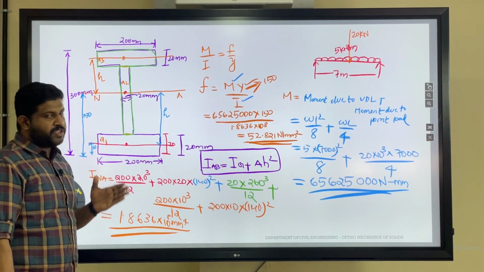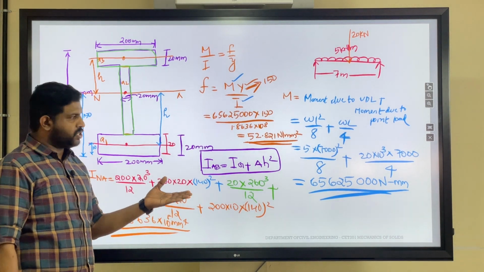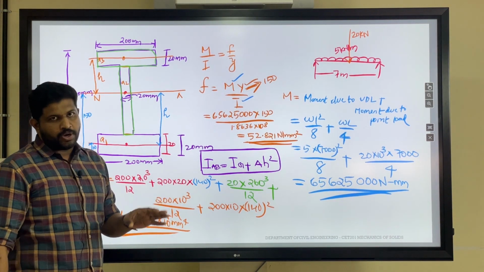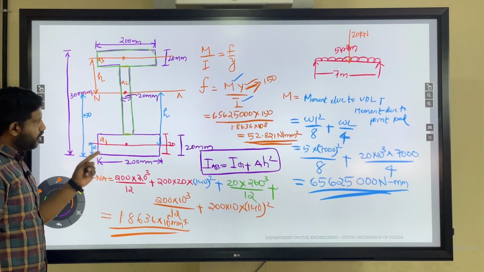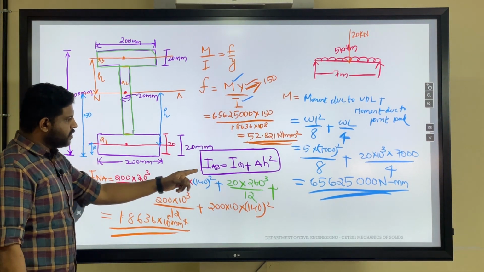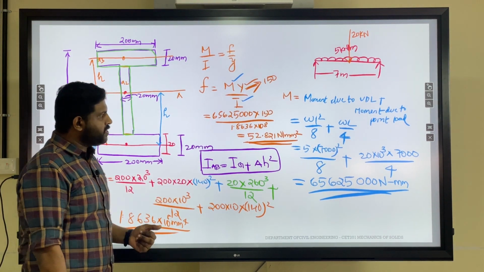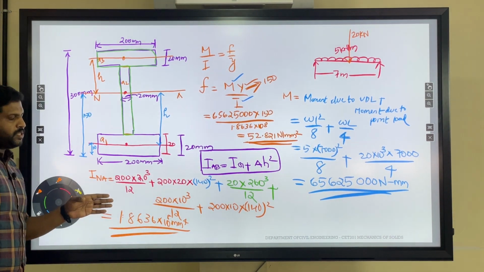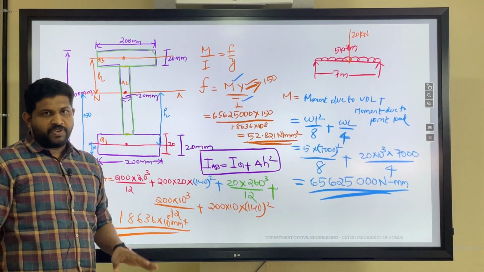The other difference is the section. In the previous problem, we had a rectangular section, so its moment of inertia is given directly by the equation I equal to b d cubed by 12. But here, since it is a built-up section, we calculate the moment of inertia using the parallel axis theorem, I_NA equal to I_G plus A h squared. So those are the two main differences in this problem compared with the previous one.